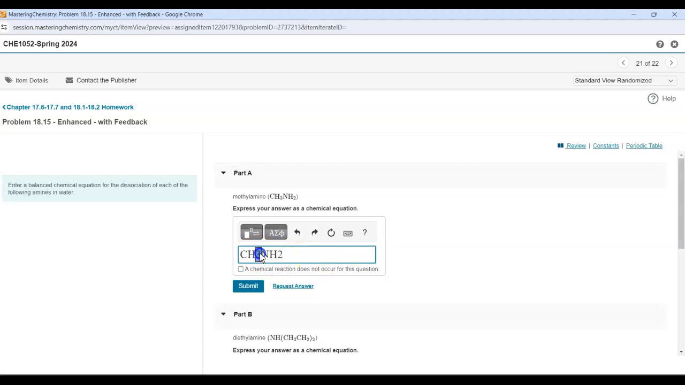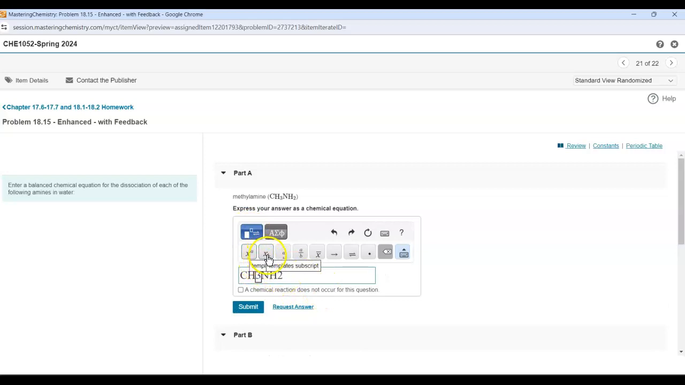CH3NH2. You can click these templates to get the options to include superscripts and subscripts. Make sure to include them as a subscript. CH3NH2 plus the other reactant is H2O. The 2 should be a subscript. And we use this equilibrium arrow and the product. I will just copy and paste CH3NH2 and adjust it.